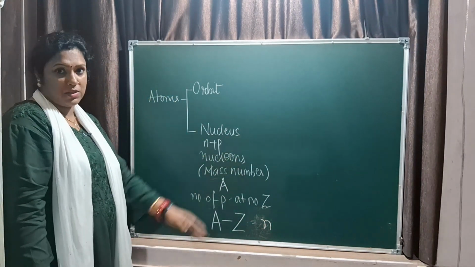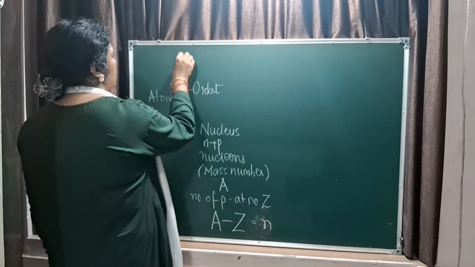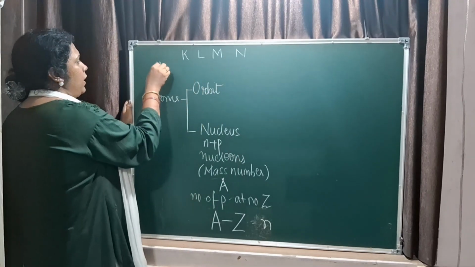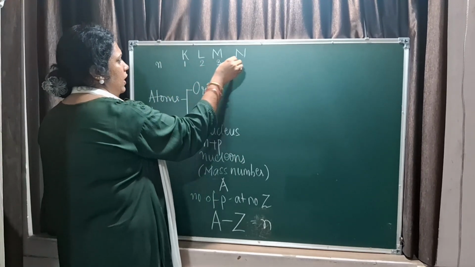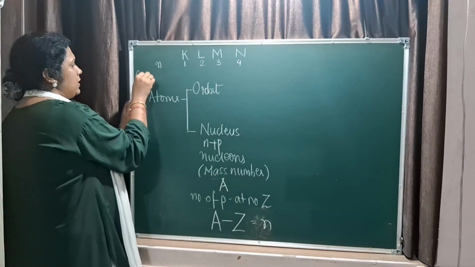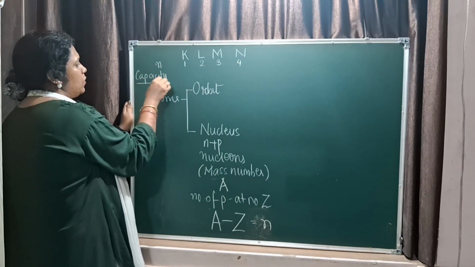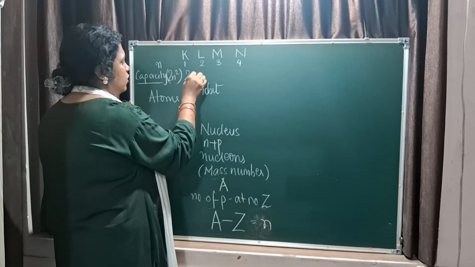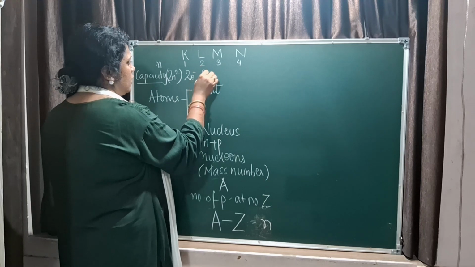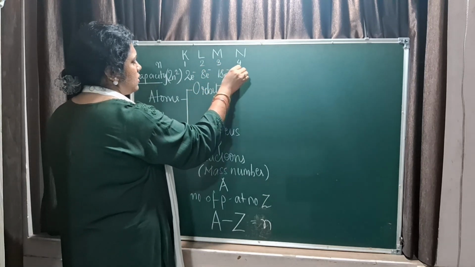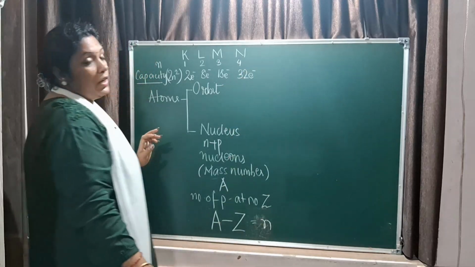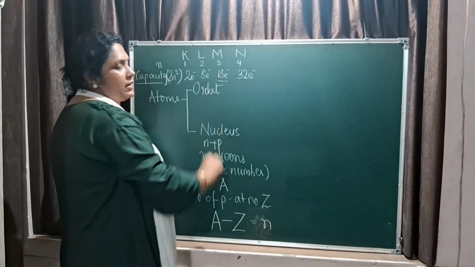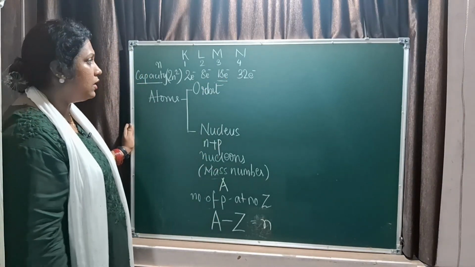This is important because we are going to draw atomic structures. There are 4 shells, K, L, M and N. The n value, that is the shell number, is 1, 2, 3 and 4. The capacity is calculated by the Bohr-Bury rule, 2n square. So K has a capacity of 2 electrons, L has 8, M has 18 and N has 32 electrons. But for the first 20 elements, we fill only 8 electrons in the M shell.